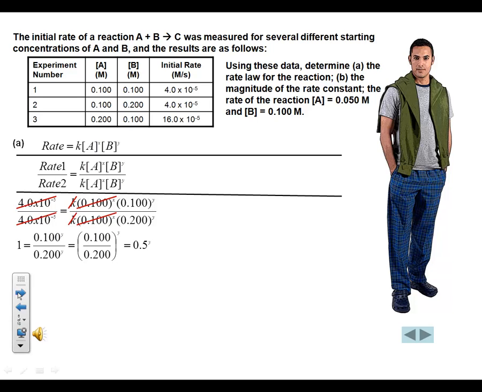We will now determine the value for x in a similar fashion using reactions 1 and 3. We will divide reaction 3 by reaction 1 only, because the value of the rate is larger, and it will make the math easier.